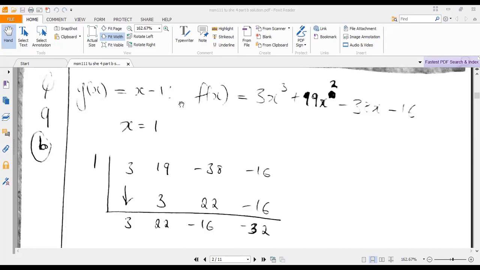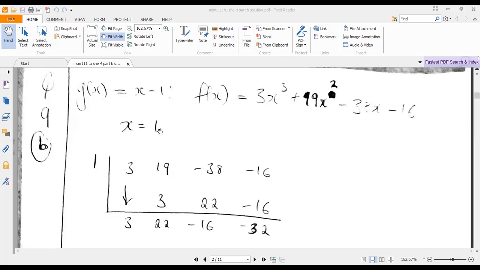So for instance, our question, which is B, is asking us to prove that this g of x, which is equal to x minus 1, is a factor of this. So what you do using synthetic division is that you first equate this x minus 1 to 0. Then you solve for x. If this equals 0, x should be equal to positive 1. When the negative 1 crosses the equal sign, it becomes positive.